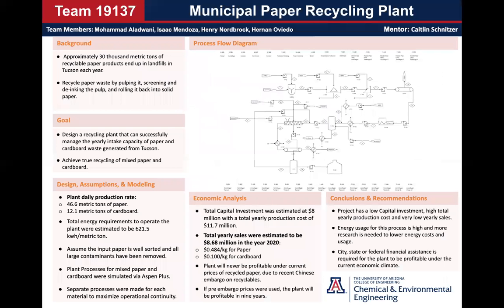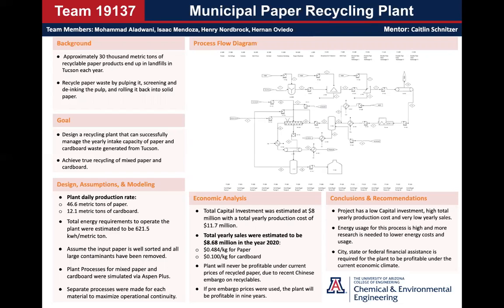For the economic analysis we did for this process, we figured out the total capital investment needed to actually build this plant in Tucson, which was around $8 million. We also figured out how much it would cost yearly to produce the paper and cardboard, which was around $11.7 million per year. Our total yearly sales were estimated to be around $8.7 million using the prices in the current year, 2020.